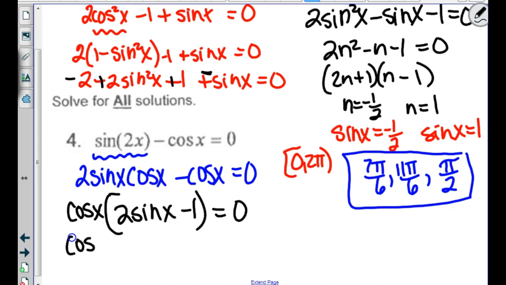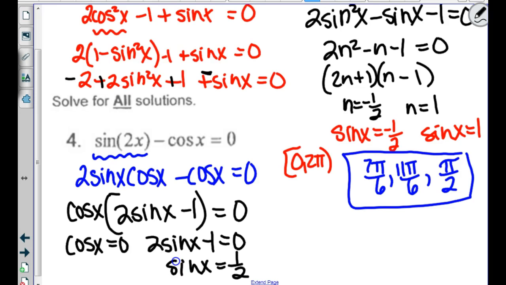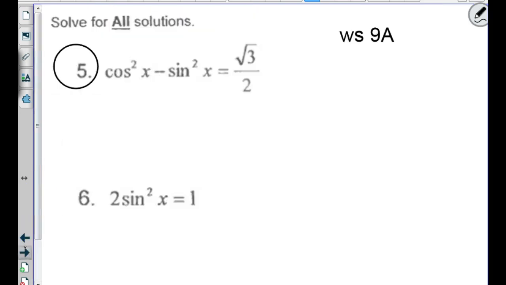So you have, where is the cosine equal to 0? Or 2 sine x minus 1 equal to 0, which would make sine x equal to 1/2. Can I stop? We've done a lot of these where you get the last step, right? All right. One more off 9a.